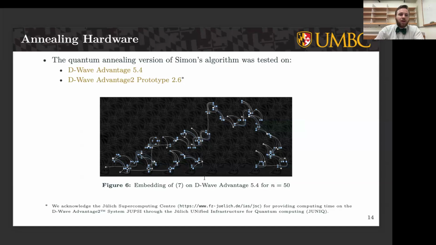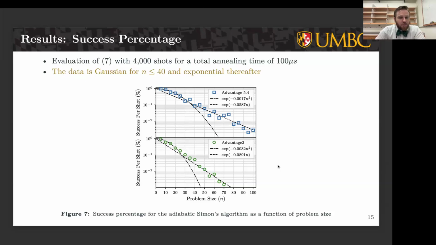So once you have your QUBO, you've added your penalties, then you're ready to run on real hardware. We tested this on the D-Wave Advantage 5.4 and the D-Wave Advantage 2 prototype 2.6. And we acknowledge Jülich Supercomputing Center for giving us access to these devices. And for fun, here's the embedding of a problem with a 50 qubit input register on the D-Wave Advantage 5.4 system. So that's the qubits and connections that we utilized in that chip. And now we can get to the results.